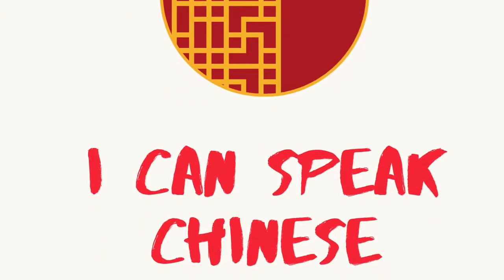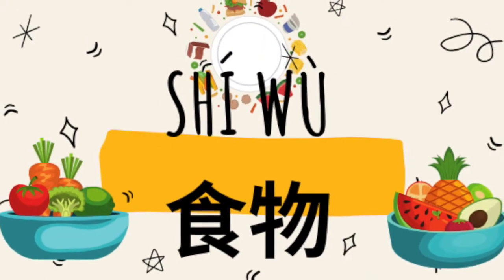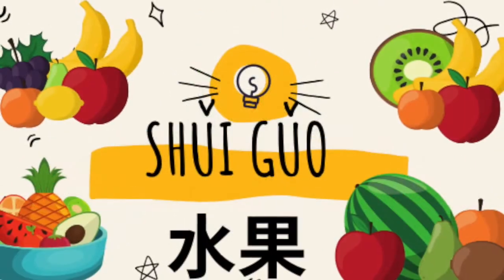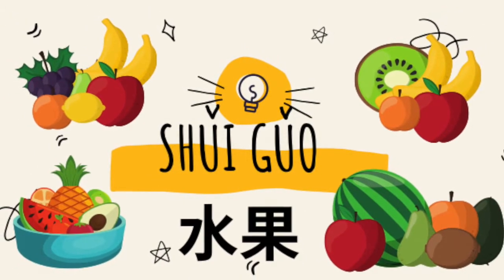Today's topic is going to be about food, fruits, and vegetables. We will start with food, 食物. First category, fruit, 水果.